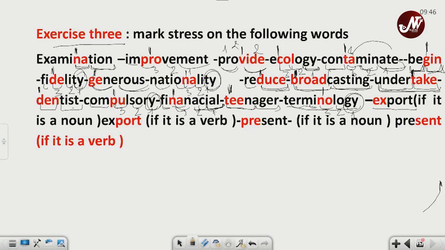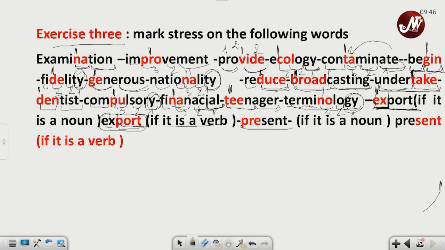Then we have export or export. So if it is a noun, we say the export. So we stress on the first one because we have two syllables here, ex and port. If it is a noun, we stress on the first. But if it is a verb, we do not pronounce it in the same way. So we say to export. If it is a verb, we stress on the second syllable.